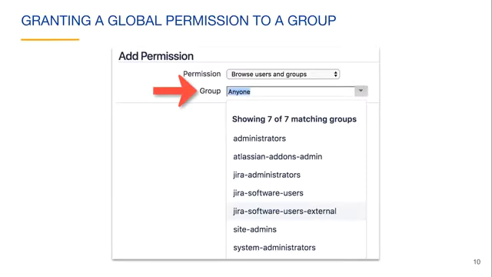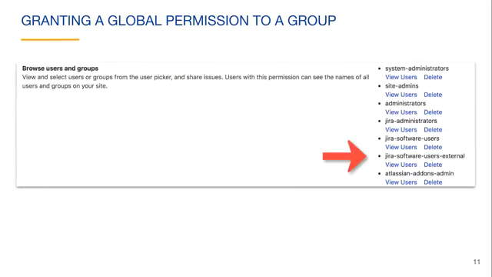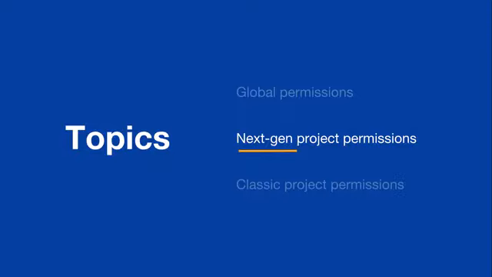In the Group dropdown, notice that the first option is Anyone. If you select this, users in any group will have the associated global permission. We will select our new external group to provide it the Browse Users and Groups permission. Now you can see that the external group has Browse Users and Groups global permission.